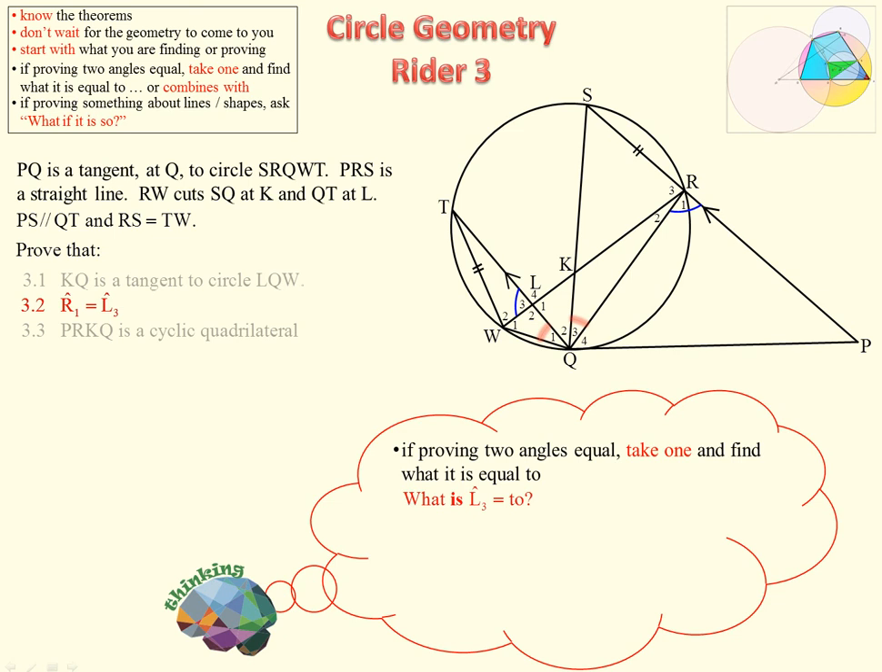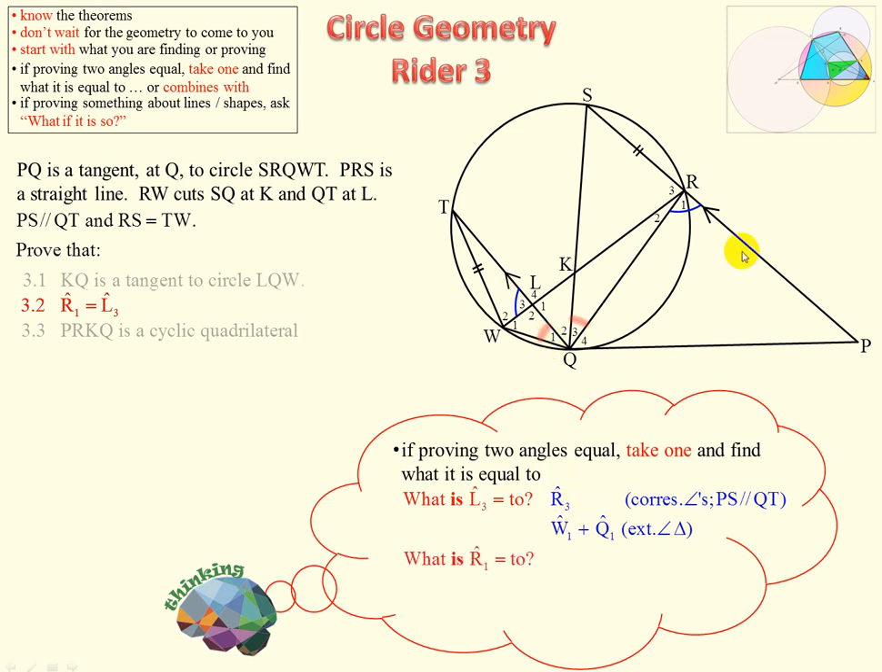L3, sorry. What is L3 equal to? Well, it's equal to R3, corresponding angles, parallel lines, and it's equal to W1 plus Q1. Now, I like this one because it already involves an equal angle there. So I'm going to go in this direction.